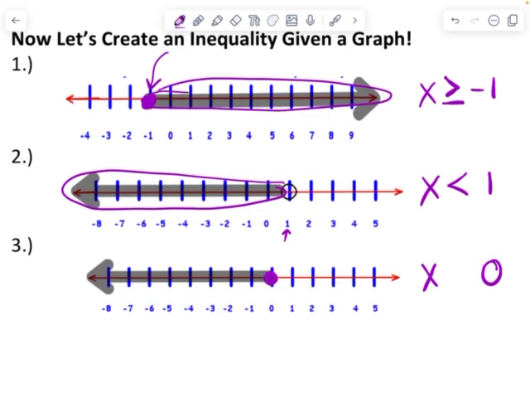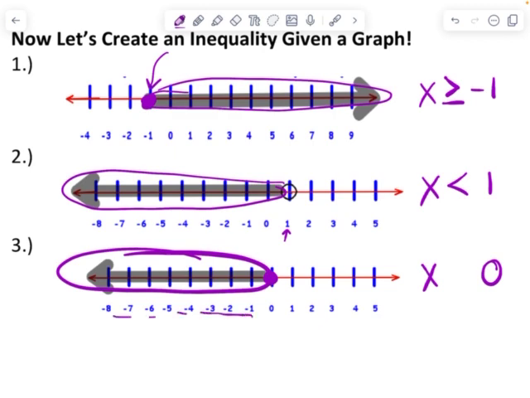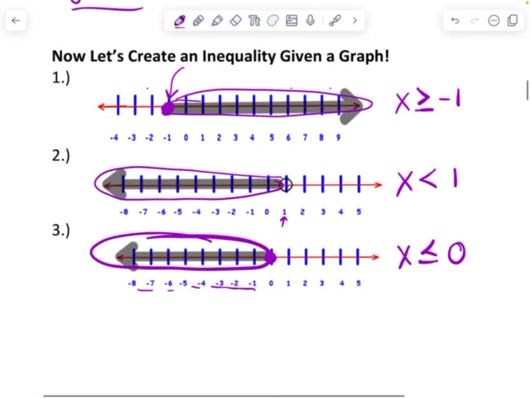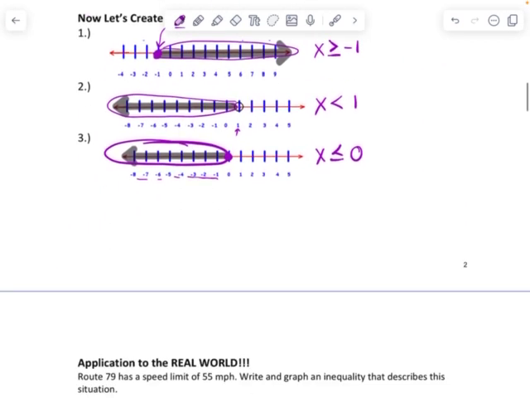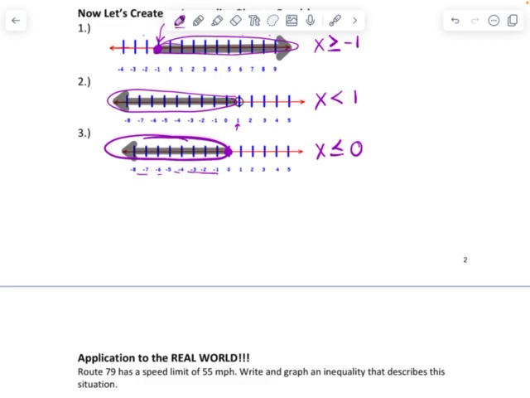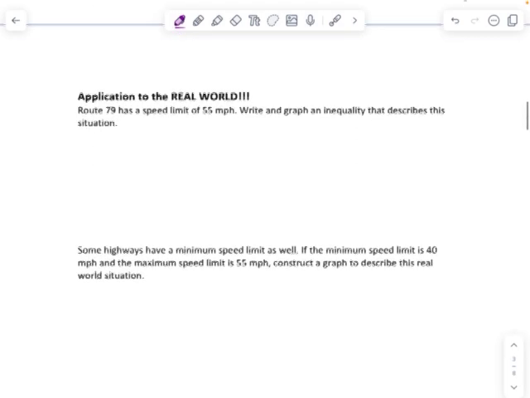Last but not least, I have x, and my endpoint is 0. It's a closed point. Where are my solutions? These numbers down here are less than 0. And it's a closed point, so less than or equal to. So that's writing an inequality when you were given a graph.